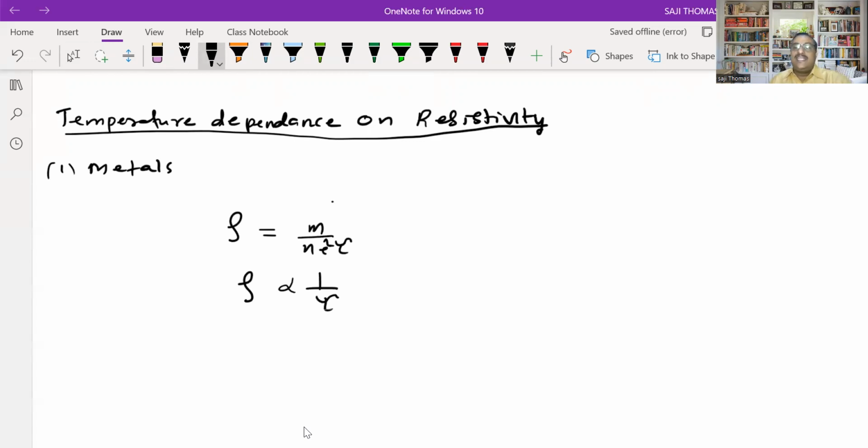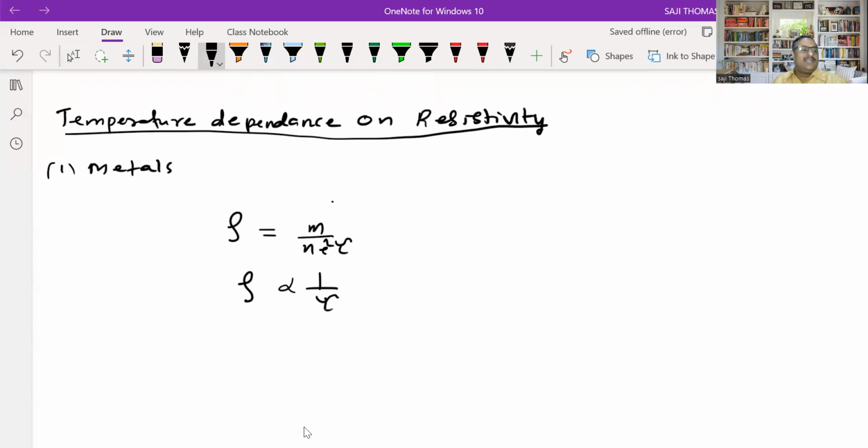When a metal is heated, the electrons gain kinetic energy. So they collide more frequently. So relaxation time decreases. When a metal is heated, relaxation time decreases because kinetic energy of the electrons increases. Collisions become faster and more frequent. So what happens?